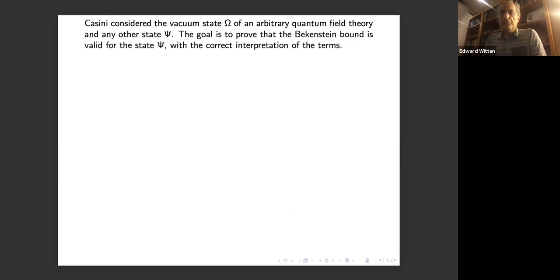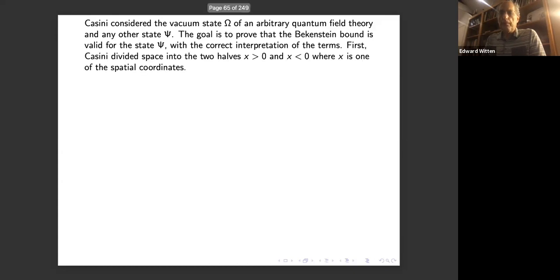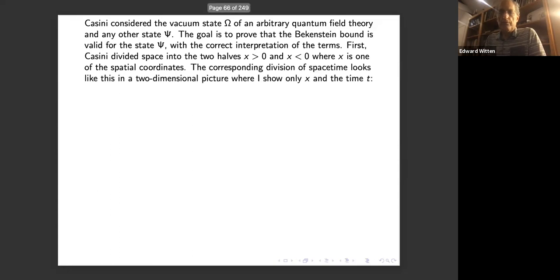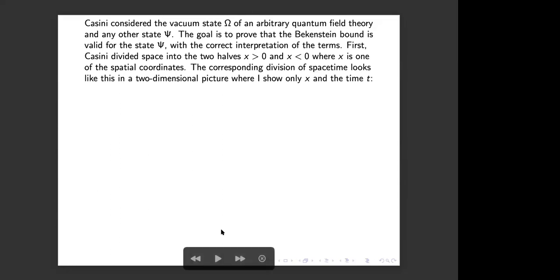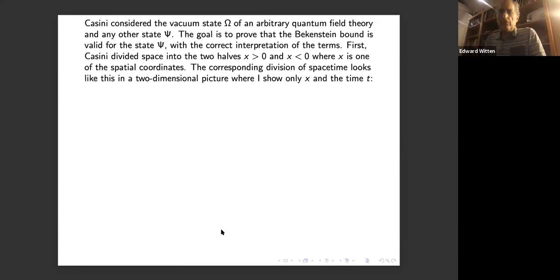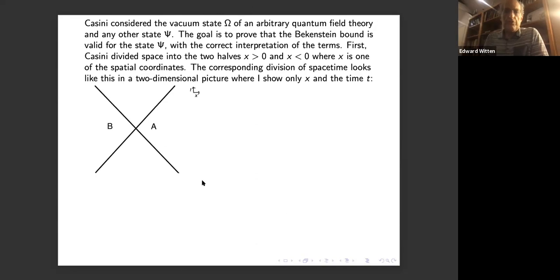So the goal is to prove the Bekenstein bound for psi with the correct interpretation of the terms. First, Casini divided space into the two halves, positive x and negative x, where x is one of the spatial coordinates. So I'll draw a two-dimensional picture with only x and t. t runs vertically, x runs horizontally. If I made a slice at time 0, that would just be the division of the real line into two half lines that we studied 2 days ago.